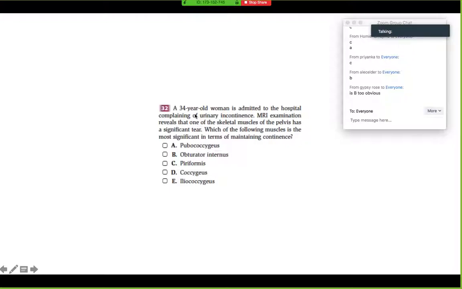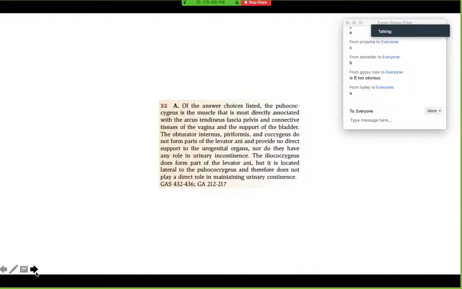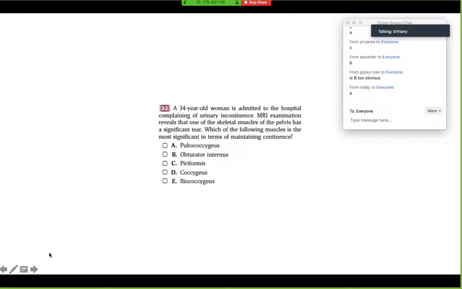Okay. 34-year-old woman admitted to the hospital complaining of urinary incontinence. MRI reveals that one of the skeletal muscles of the pelvis has a significant tear. Which muscle is most significant in terms of maintaining continence? Yeah, good job, Haley. So kind of the same question again. Pubococcygeus.